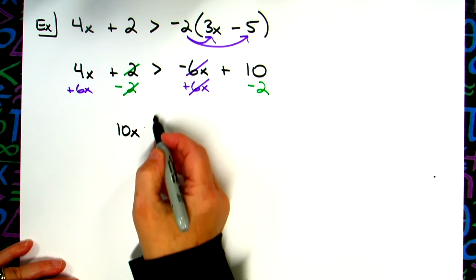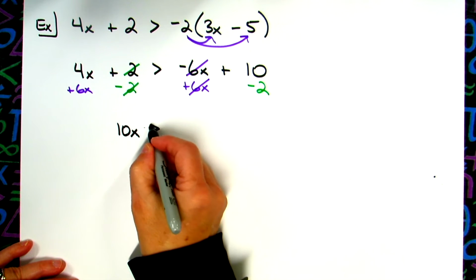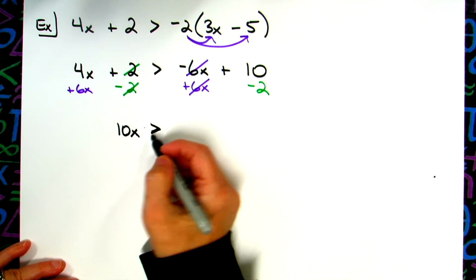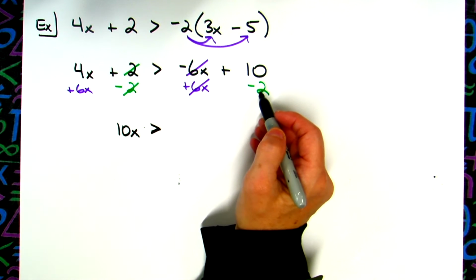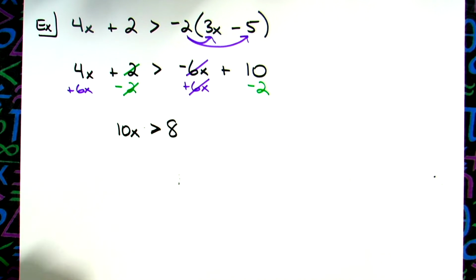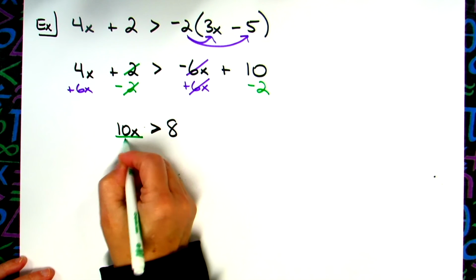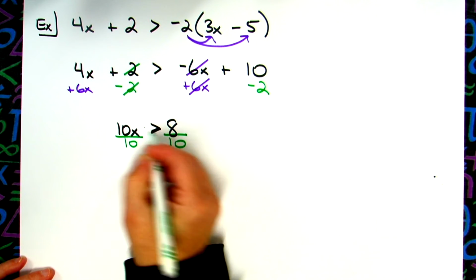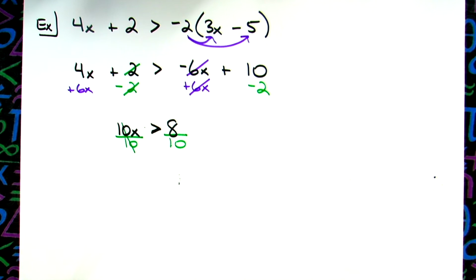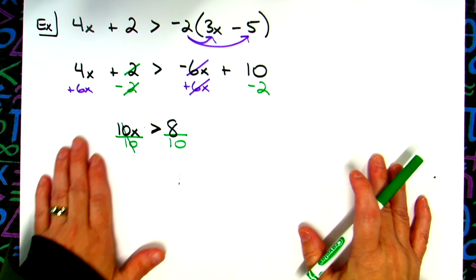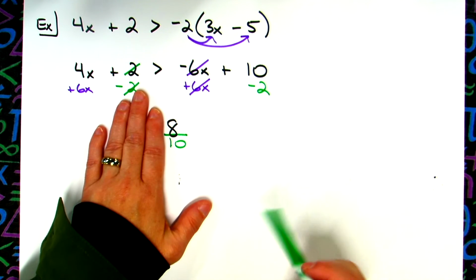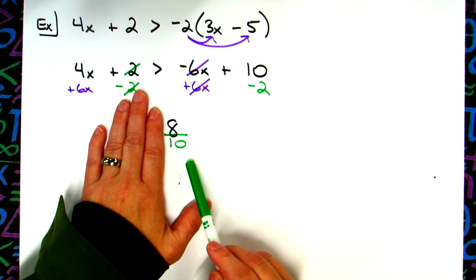Don't accidentally put an equal sign. Make sure you look back up and do the exact same symbol. 10 minus 2 is 8. Do I have to flip the inequality on this one? Nope, I'm going to divide by 10. Does 8 divide by 10 evenly? No. Remember what we did with mixed numbers, but if I cover this part of the problem up, that just looks like the fraction 8 over 10.